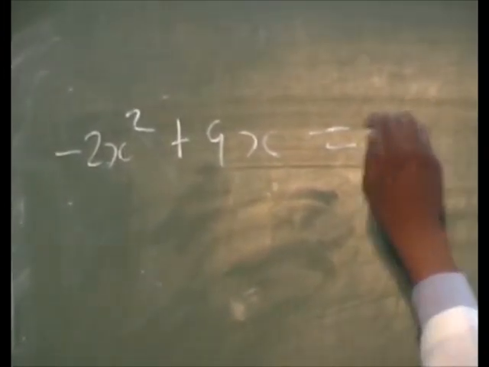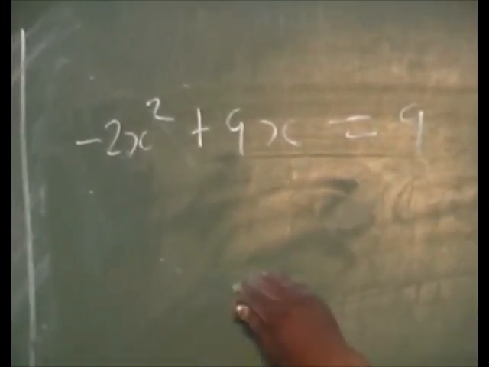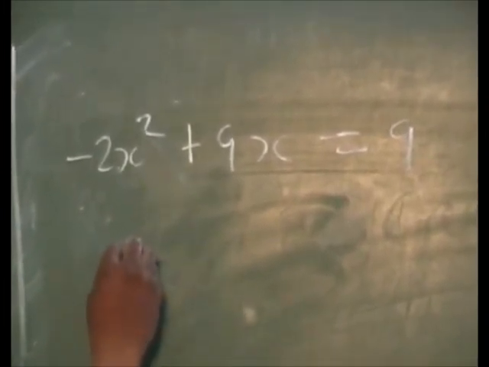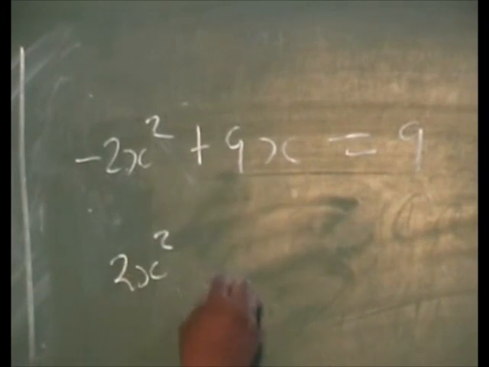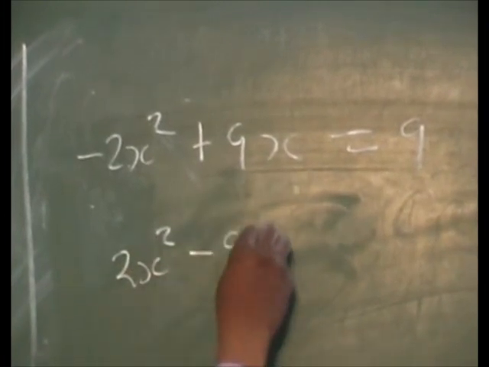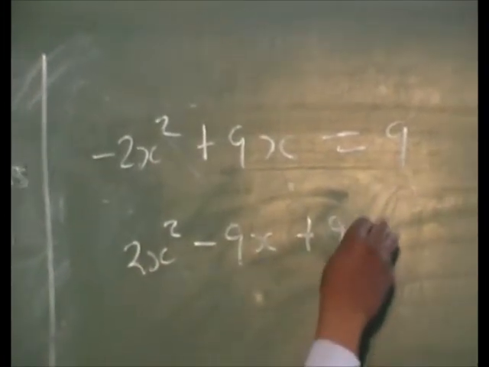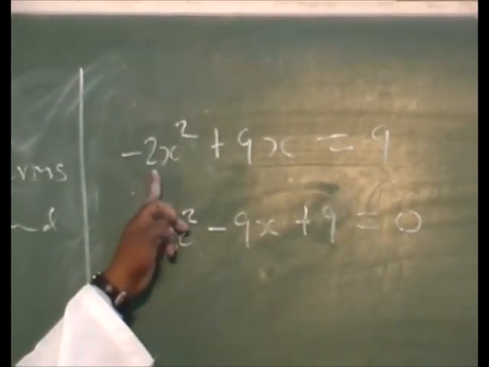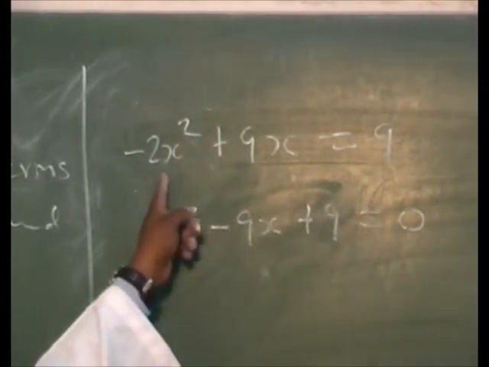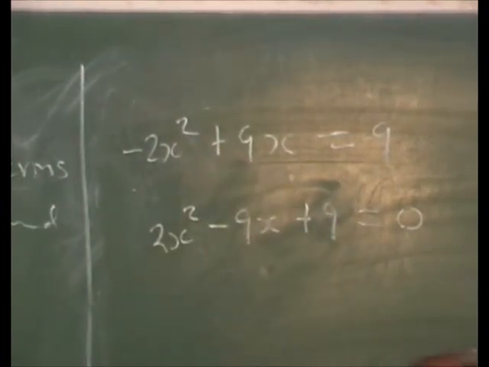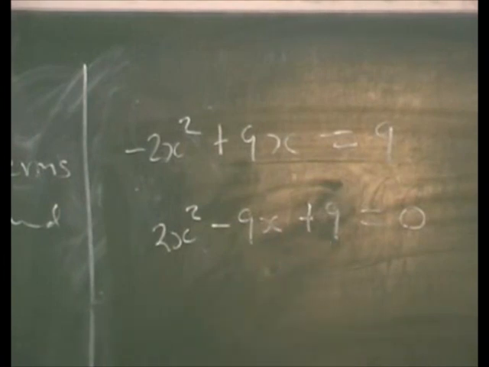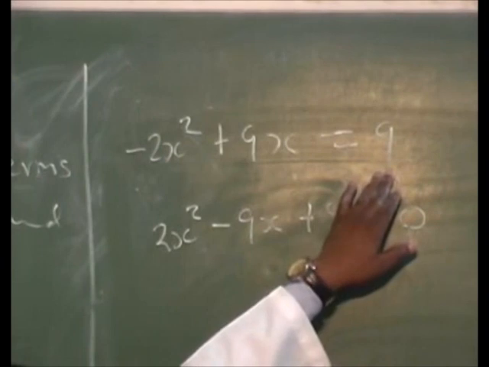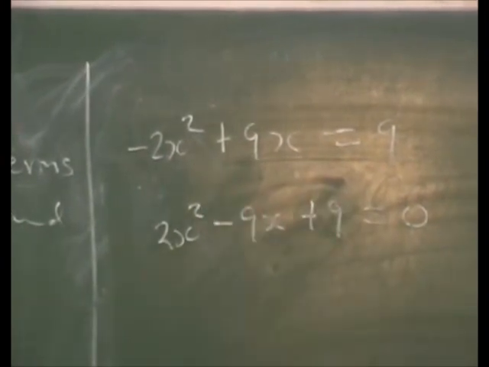What it means is that I want to avoid the negative sign, so I can write it this way: 2x squared minus 9x plus 9 is equal to 0. I just take this one that way, you turn to plus. Take this one that way, you turn to minus, and then this one already is here, so everything will become 0.